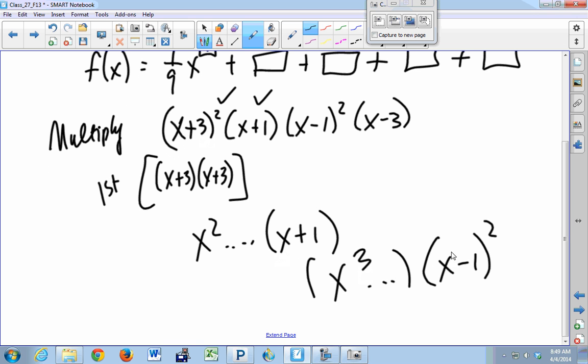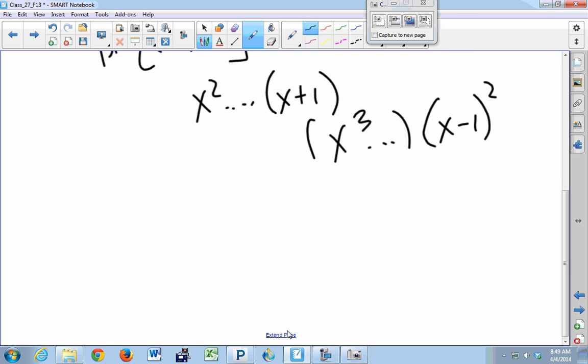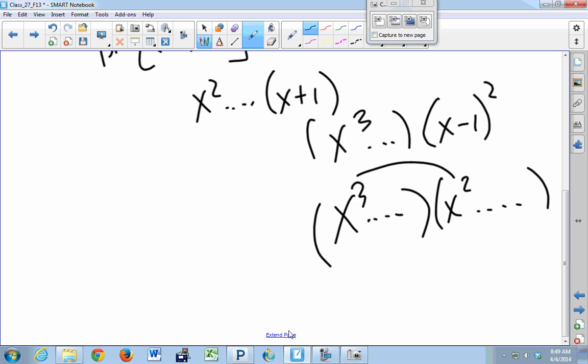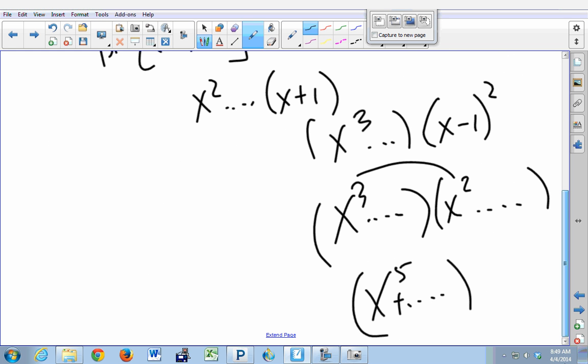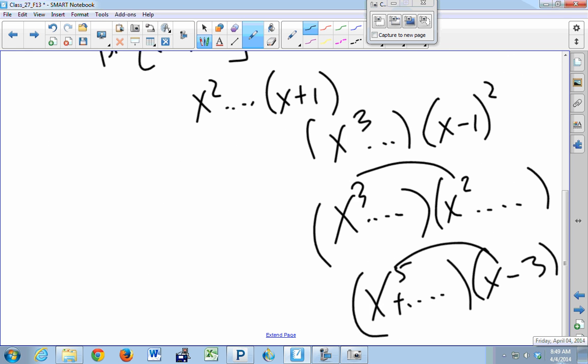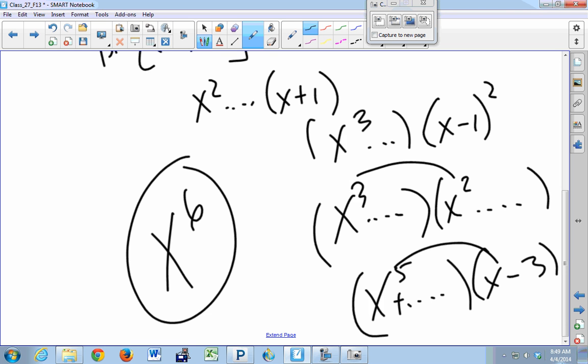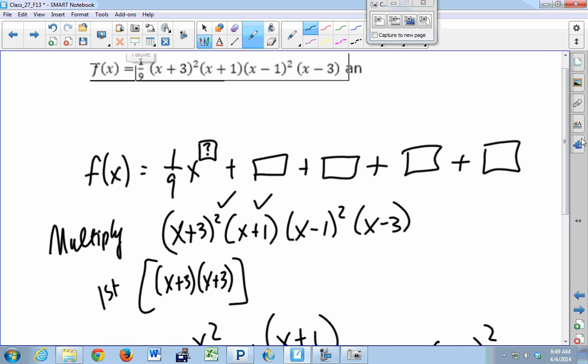So I got an x cubed out of here. What's the highest power that's going to come out of x minus 1 quantity squared, if I multiply that out? An x squared. So I'd have x cubed plus a lot of stuff times x squared plus a lot of stuff. So when I multiply these two, what's the highest power I get? X to the 5th, and a bunch of stuff after that. And then I multiply all that by, what's my final thing? Oh, thank God, x minus 3. So when I multiply x to the 5th times x, what am I going to get? X to the 6th, right. So thank God I didn't ask you to multiply it out. You'd be here the whole rest of the class. So this would be a 6th degree polynomial.